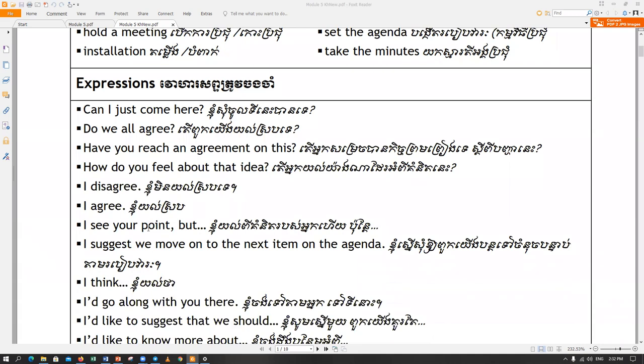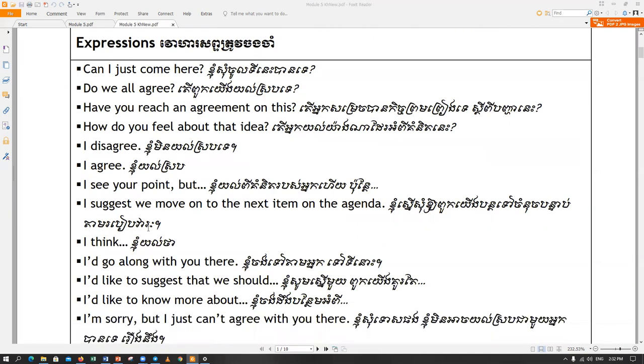Okay, now look at expressions. Can I just come in here? Do we all agree? Have you reached an agreement on this? How did you feel about that idea? I disagree. I agree. I see your point, but I suggest we move on to the next item on the agenda. I think I'll go along with you there. I'd like to suggest that we should. I'd like to know more about.